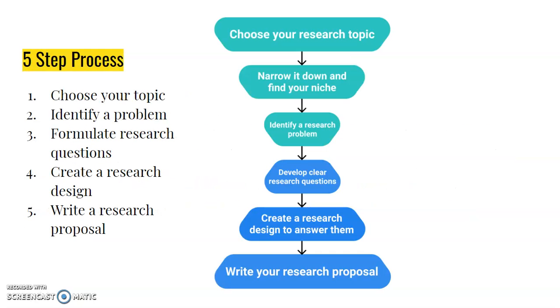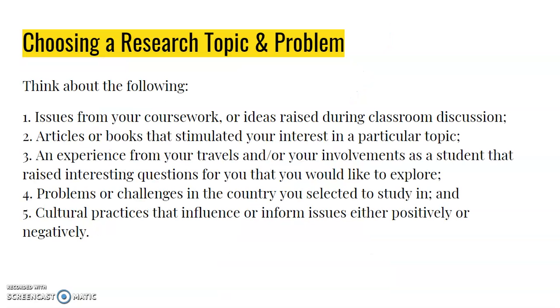Okay, so your 5-step process. You want to make sure that you're choosing an interesting research topic, that you narrow it down so that it's more specific. You're formulating a question, creating a design, and writing your proposal. This is the 5-step process that we'll be following to develop your research proposal.